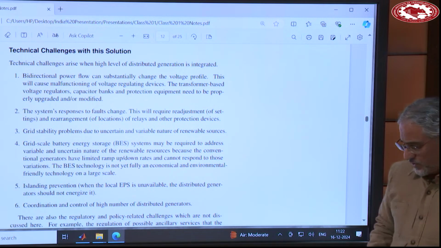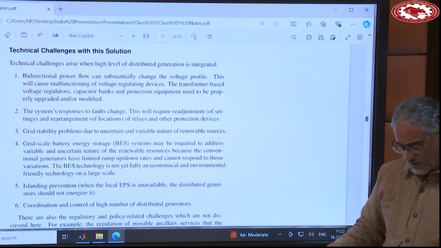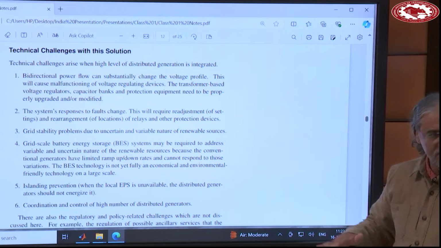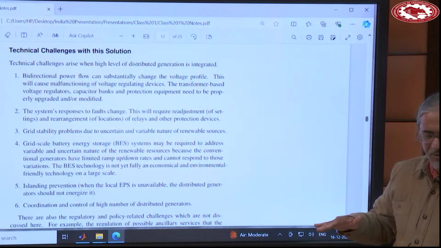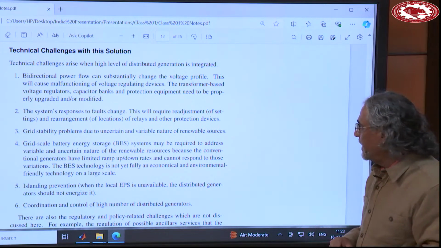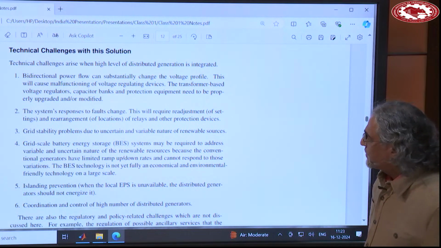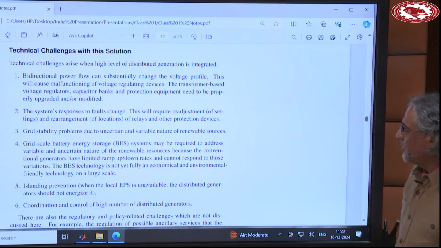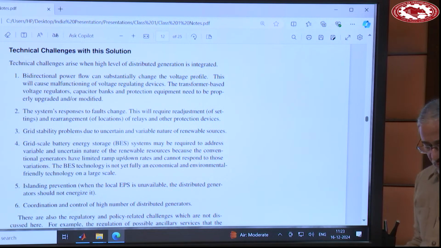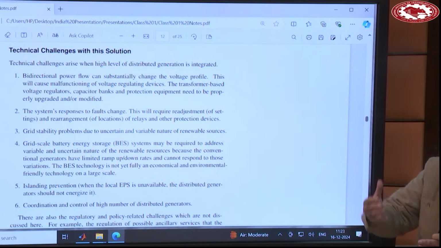Now, if you start connecting distributed generation at different points of the distribution system, this voltage profile will change. Now you need to rearrange the protection systems again. So that's the first item that I have here: bidirectional power flow. Bidirectional means the power can also flow back. At a given node, it can flow back to the power grid.